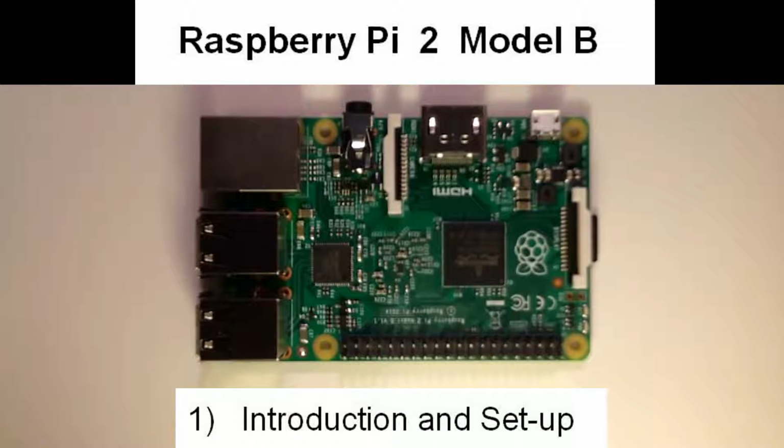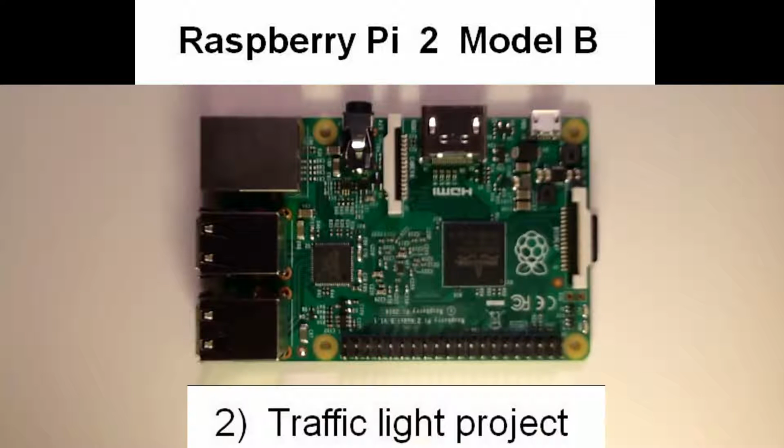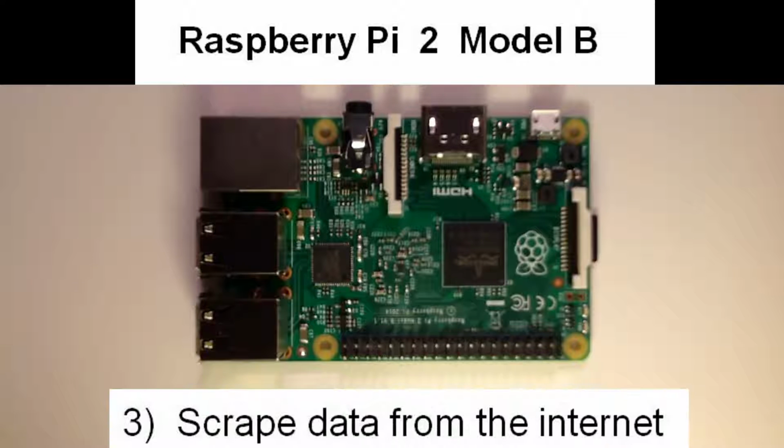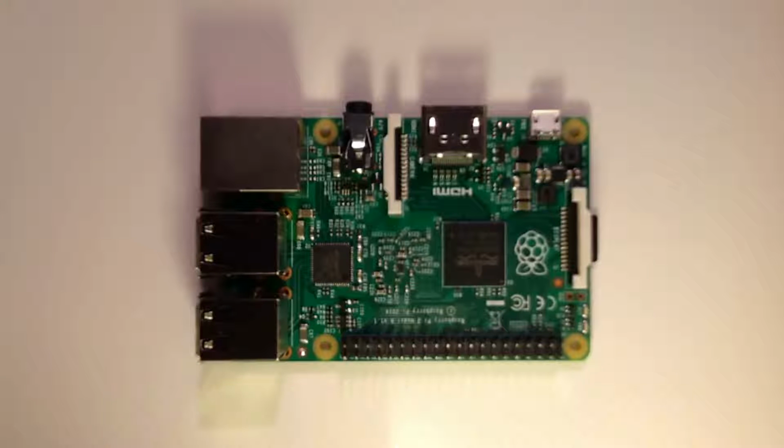This video is the first one of three and will be a short introduction and setup of the Raspberry Pi. The second video shows the traffic light project and the third video shows how to scrape data from the internet. Okay, so let's get started.